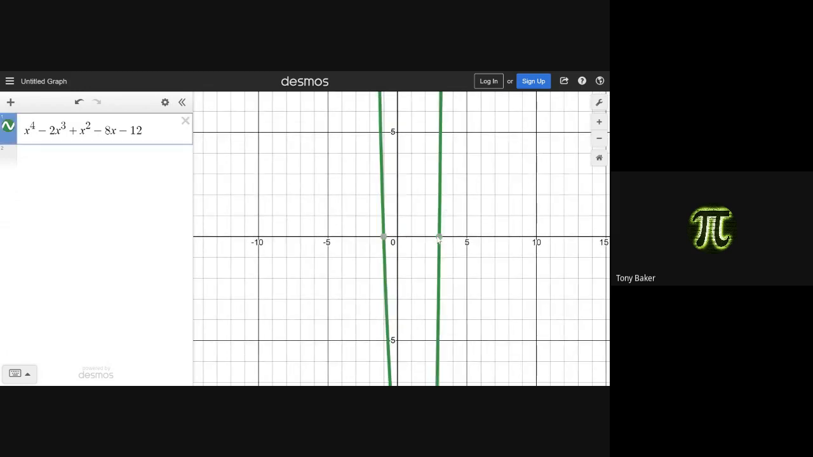And we already found that one, right? We found the 3. And it also seems to cross at -1. Okay? This is where that synthetic division comes into play. Because we can find our rational zeros.